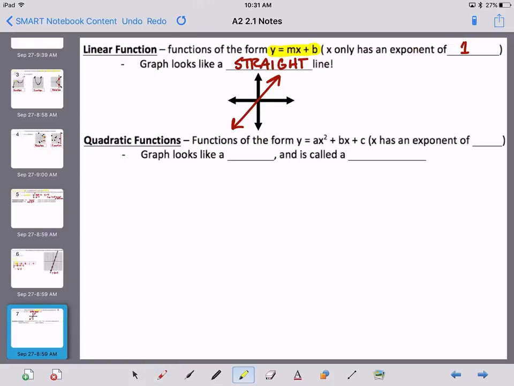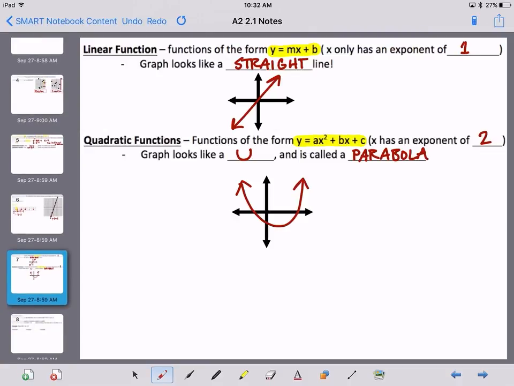We're going to talk about quadratic functions a lot this year, and those are in the form y equals ax squared plus bx plus c, where your x has an exponent of 2, and this graph is going to look like a U. It's a U-shaped graph, which if you recall, we call a parabola. So if, again, we have our x-axis and our y-axis, a parabola would be this kind of shape. And that is called a quadratic function.